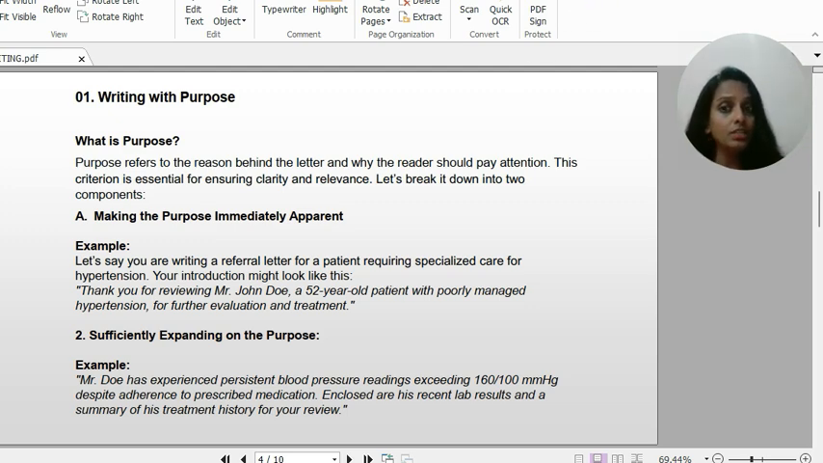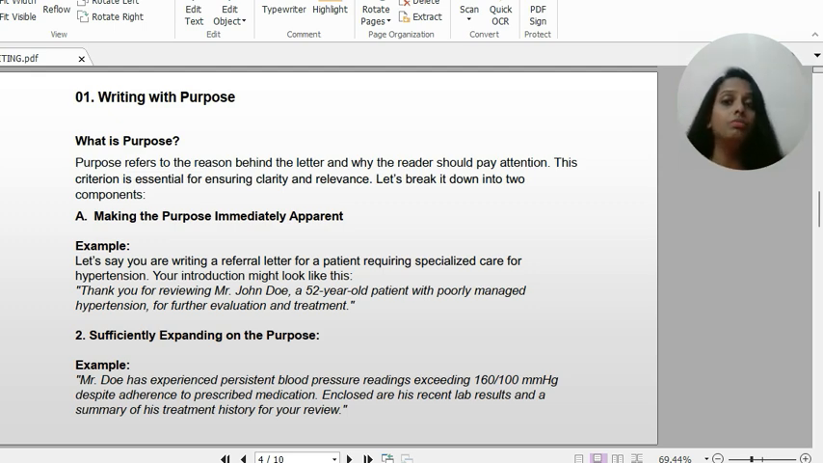The first one is making the purpose immediately apparent, and the second one is sufficiently expanding on the purpose. When we are talking about making the purpose immediately apparent, this is the first step for you to clearly state why the letter is being written in the opening sentence. This ensures that busy healthcare professionals can quickly grasp its importance.